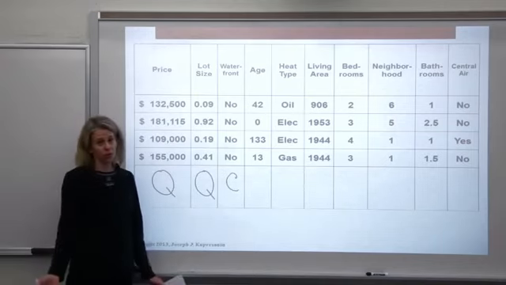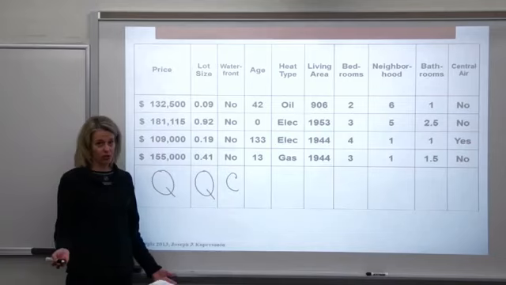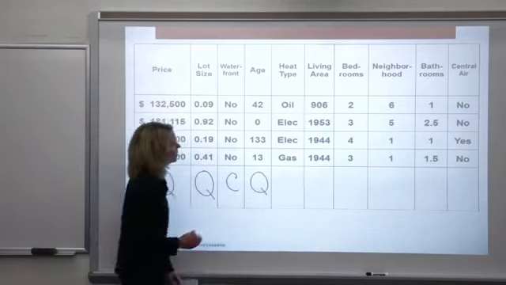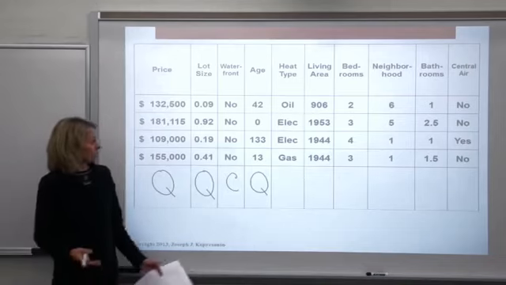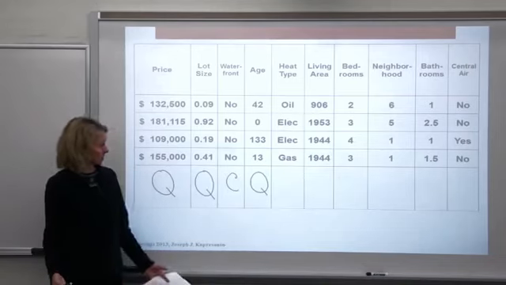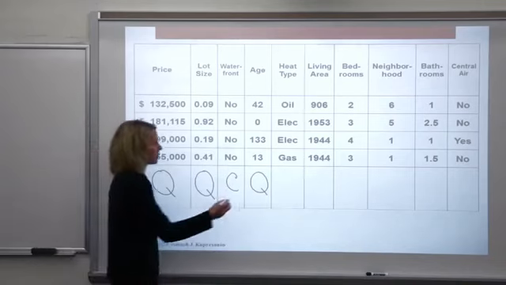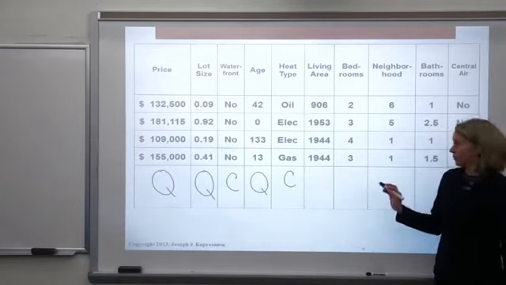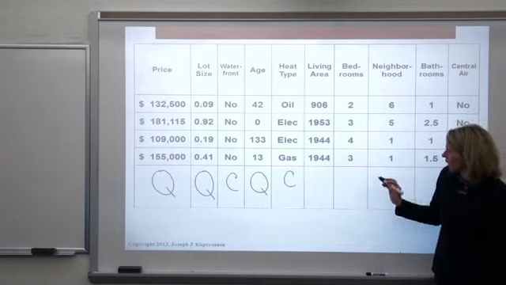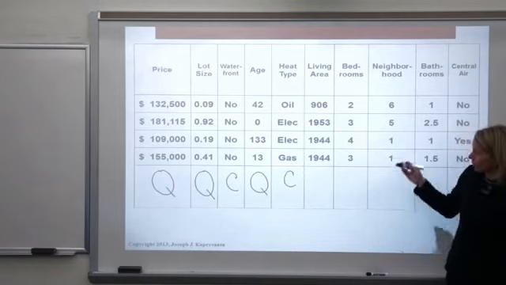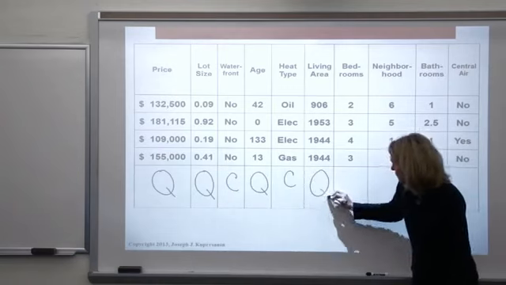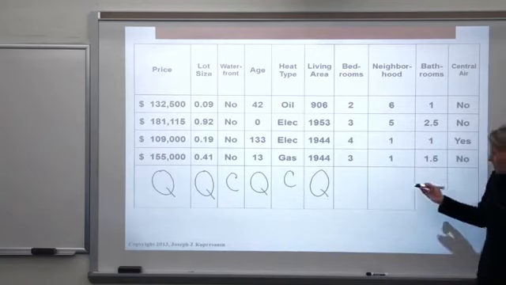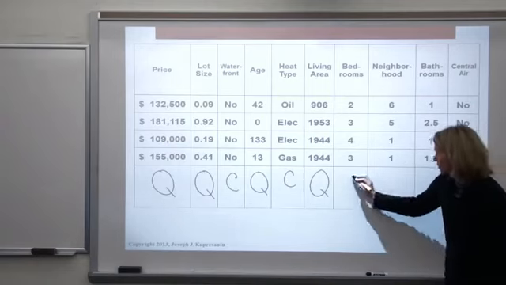Age is the age of the home in years. Again, we could figure out the average age of the homes in a data set, so this is quantitative. Heat type is the heating source for the house. This again would be a categorical variable. Living area is measured in square footage, and you could figure out the average square footage of the homes in this data set, so this one's quantitative. Bedrooms, number of bedrooms. Again, that's a value that we could compute an average of.